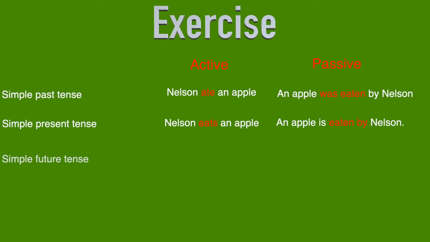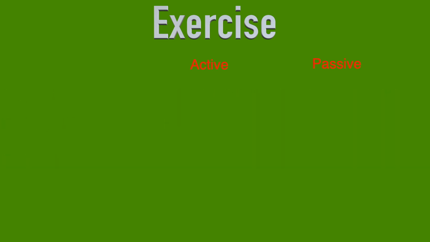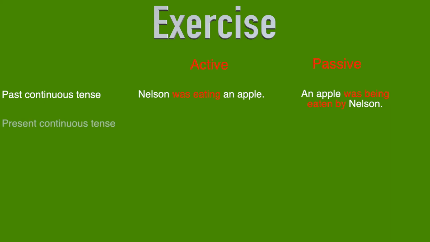Next, simple future tense, active voice. Nelson will eat an apple. In passive voice, an apple will be eaten by Nelson. We move on. Past continuous tense, active voice. Nelson was eating an apple, and then the passive voice, an apple was being eaten by Nelson. Next, present continuous tense, active voice. Nelson is eating an apple. An apple is being eaten by Nelson, passive voice.